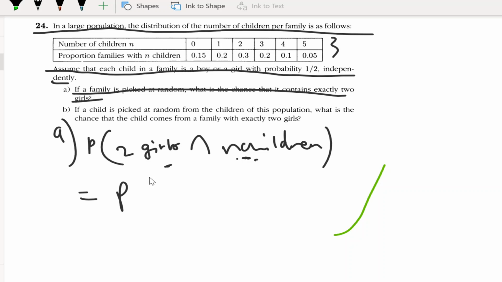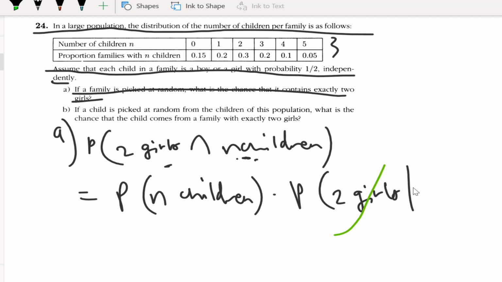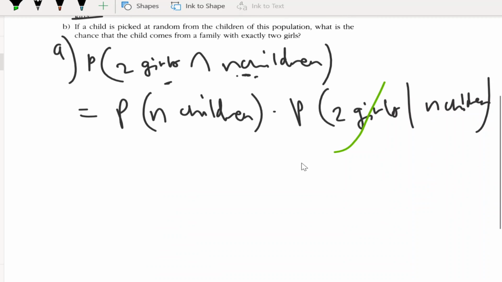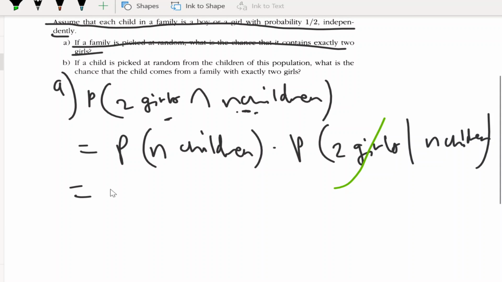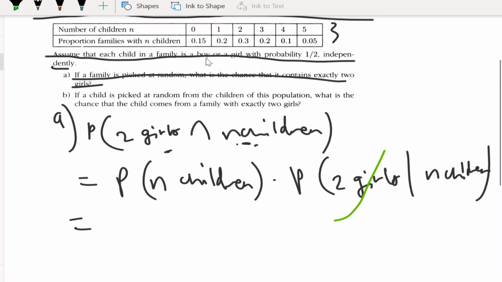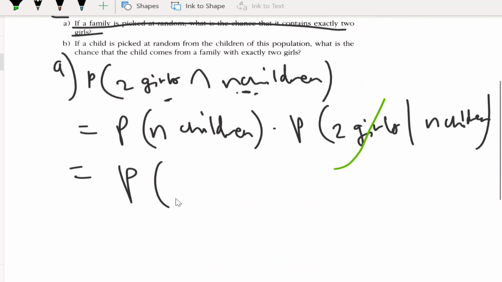So we should write it as P of n children times P of 2 girls given n children. Since they're dependent on each other, this is how we'd calculate it, since the n children would not cancel out, because this probability doesn't directly correlate with this one. So the probability of n children is literally whatever we have here. So P of n children, we'll just leave it like that.